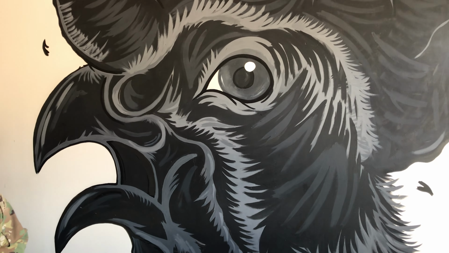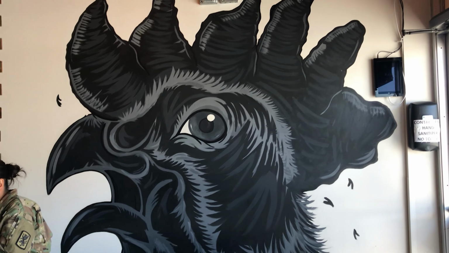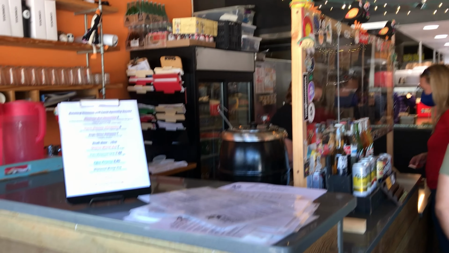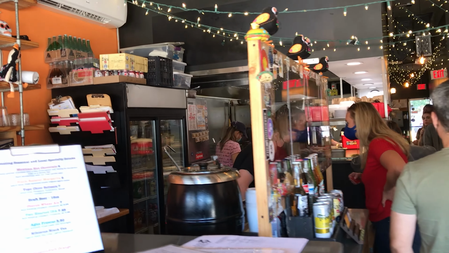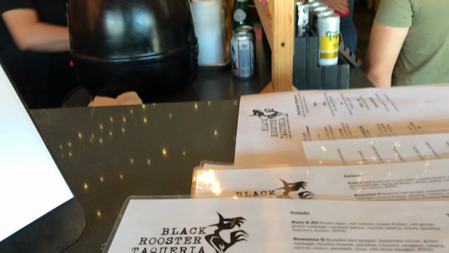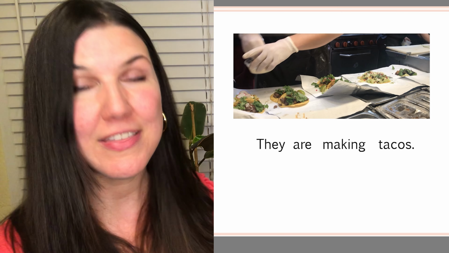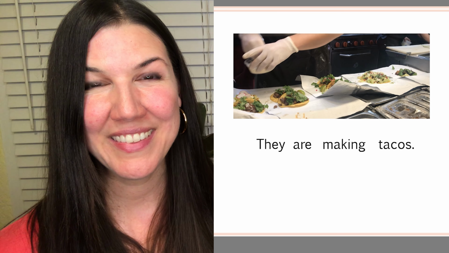So I picked Kenzie up on my girls' day and I took her to one of my favorite restaurants in Orlando, Florida, where we live. It's called Black Rooster Taqueria. They make amazing tacos. And I took this picture of the cooks making our lunch. So in this picture, they are making lunch.